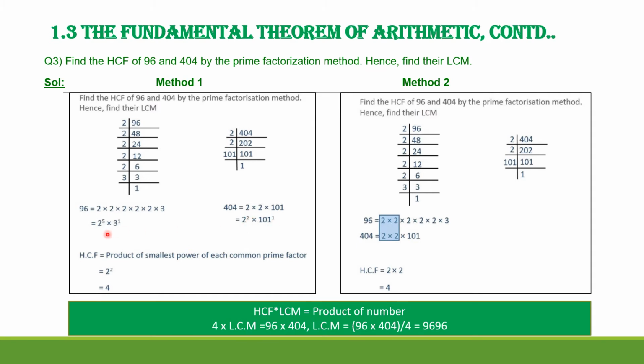So HCF, how can you write it down? The HCF is the smallest power of each common prime factor. So which power is the smallest? 2 to the power 2, which is over here also. So you can find the HCF as 4.